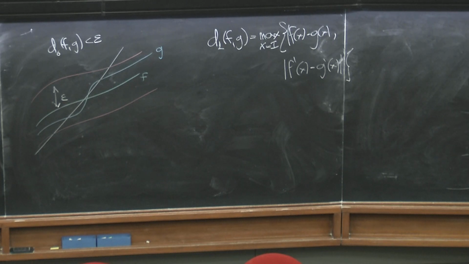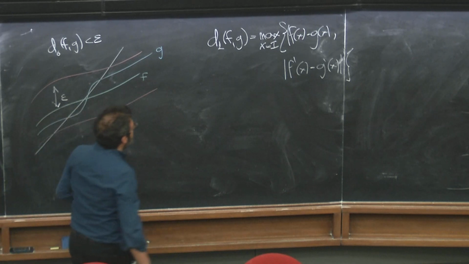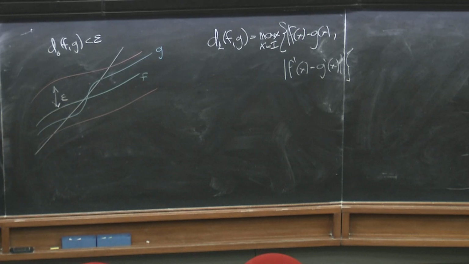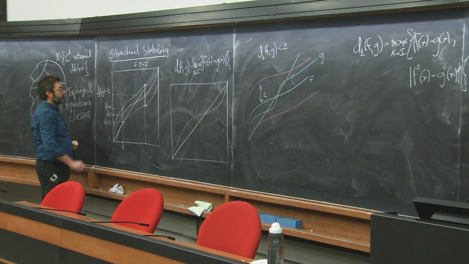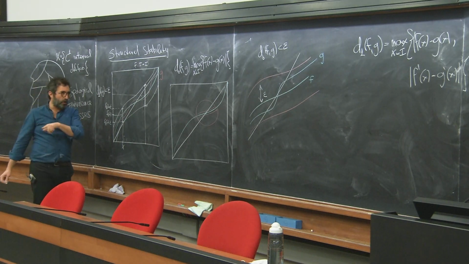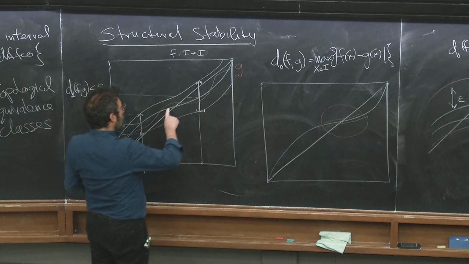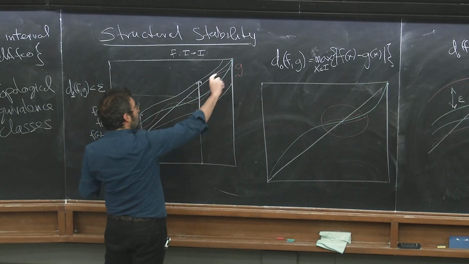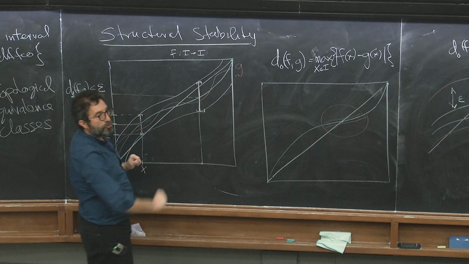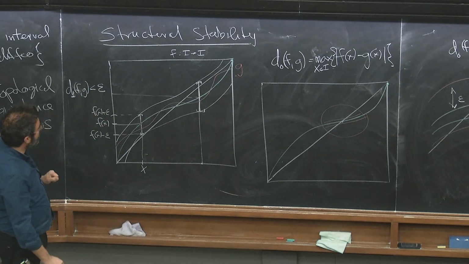Now this gives a different metric, right? This says that two maps in the C1 metric are close if they are C0 close. So in other words, the new map has to be inside the epsilon neighborhood. The graph of G has to be inside this epsilon tubular neighborhood of the graph of F.